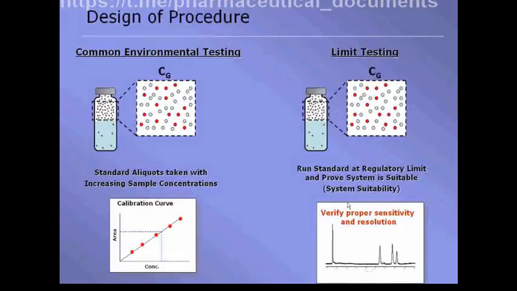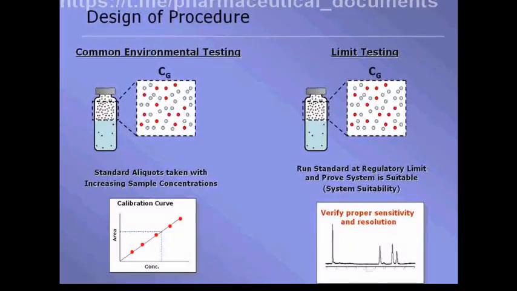When we're dealing with USP 467, we're not dealing with a calibration of sorts. What we're dealing with is what's called limit testing. So rather than building a calibration curve, we are simply going to run the standard at the regulatory limit and prove that the system is suitable. So what we're dealing with are system suitability requirements and really running our standard preparations at the regulatory limit.